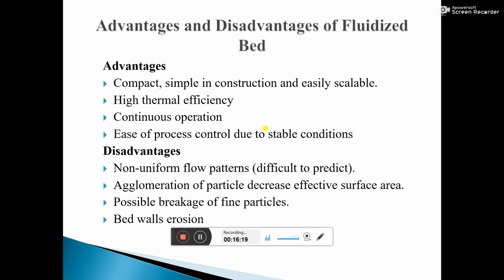Disadvantages. Non-uniform flow patterns, that is, difficulty to predict. Agglomeration of particles decreases effective surface area. That is, the particles just tend to stick onto each other, and become more like a sluggish bulk of small particles, and it will decrease the effective surface area of the fuel or the particles. Possible breakage into fine particles. Bed wall erosion. We can safely assume that these types of beds can erode the bed walls very quickly.